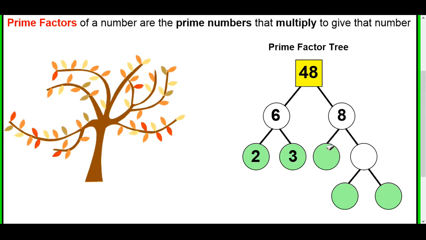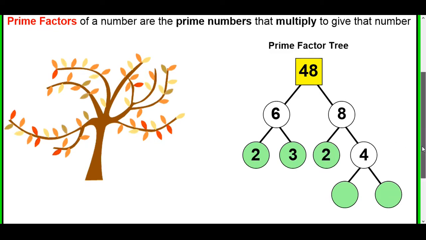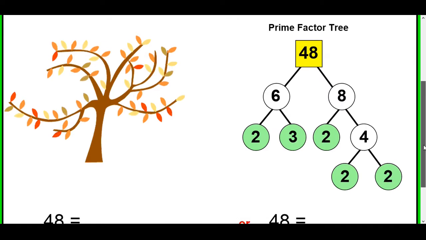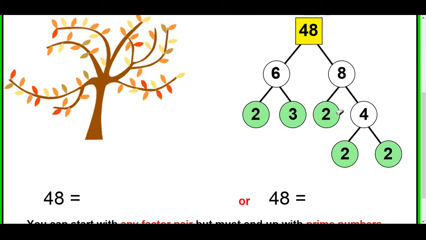So 8 can be split up into 2 and 4. Now the 2 I can't split up any further, so I'm going to leave that. But 4 is not a prime number, so I'm going to break up the 4 into two factors that multiply to make 4, 2 and 2. Now what you'll notice is at the end of my wee tree parts, all these wee green bits, these are all prime numbers. What we're saying is that basically if you multiply all these prime numbers together, you will get 48. So 48 can be written as prime numbers multiplied together, or prime factors.